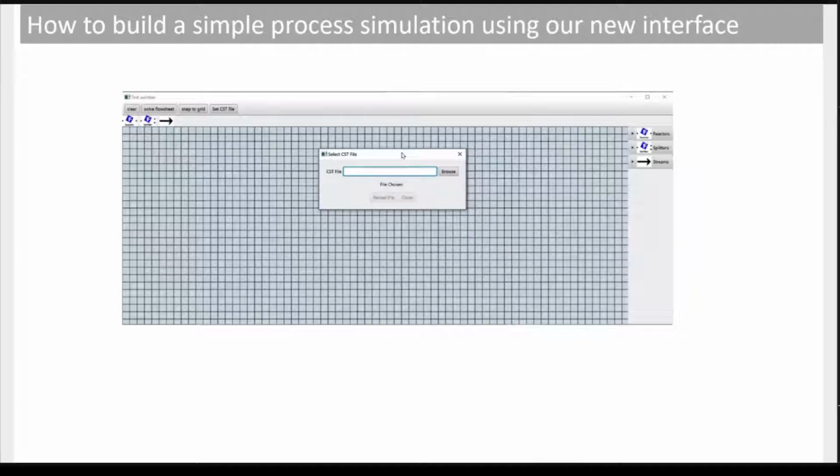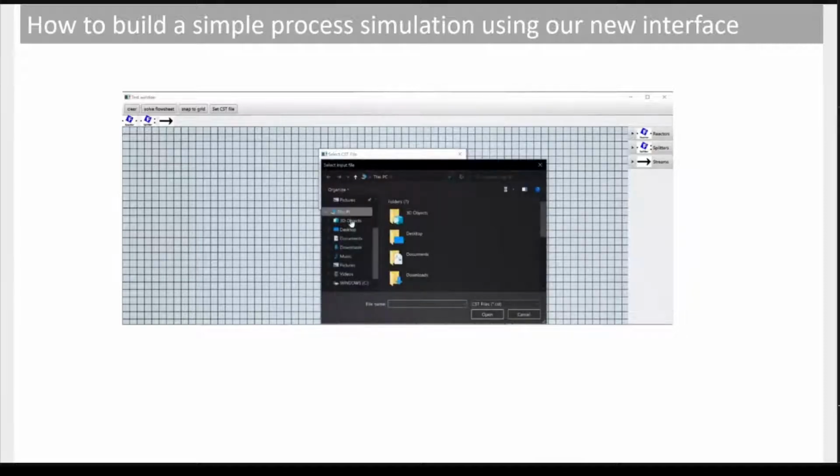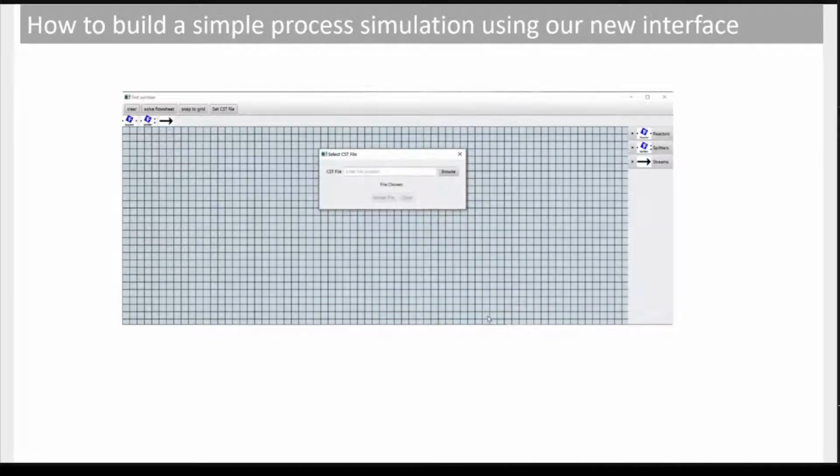So basically the first step that we're going to explore today is to open a thermodynamic file, so a CST file that contains all the phases that may form at equilibrium. So now Evan will browse and open one of the CST files that we have saved already to perform this first example. So now the thermodynamic database is loaded and we will be able to use all these phases that may form at equilibrium selected from the equilibrium menu.